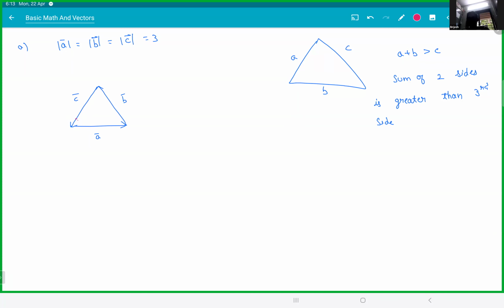That is a trap. Be careful. It is an equilateral triangle, but how do you define angle between vectors? You have to join them tail to tail. So this is A bar, this is B bar, and this is C bar. So angle between the vectors is 120 degrees. Be careful, it is not 60.